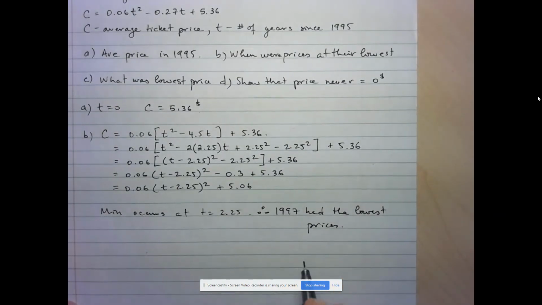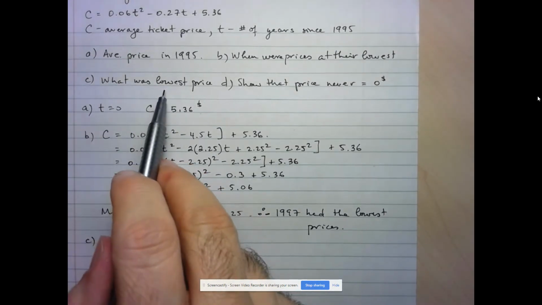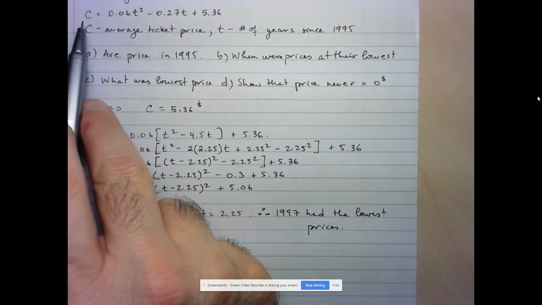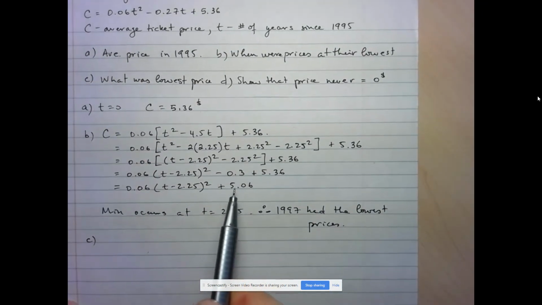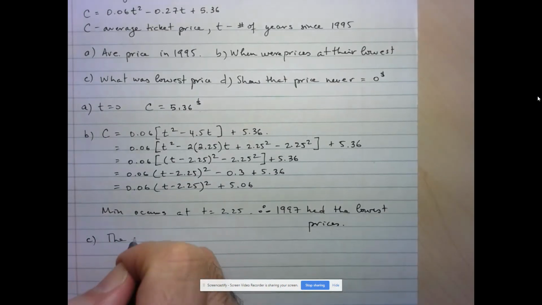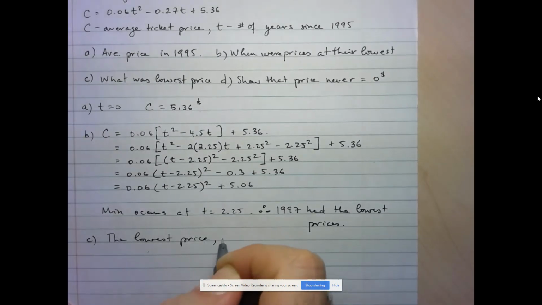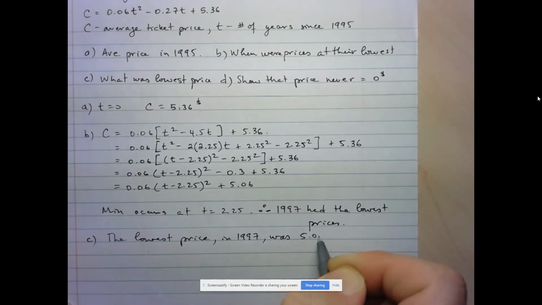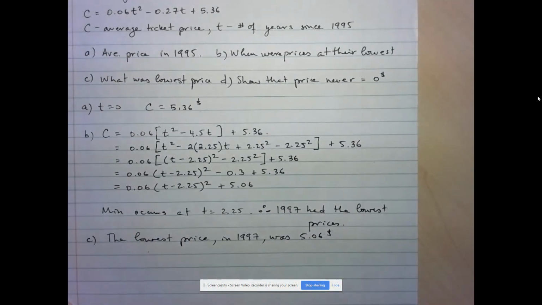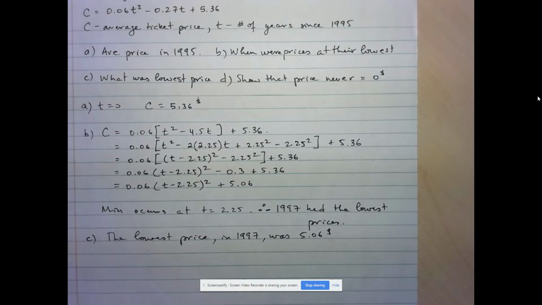All right, now we can answer C because C asks us what was the lowest price. So the lowest price is the C value. In other words, the Y value, and the Y value of the vertex is given by the 5.06. Okay, so here the lowest price in 1997 was $5.06. So it's very important that just completing the square is not enough. You have to then use that to interpret the questions, or the answers they're actually looking for.